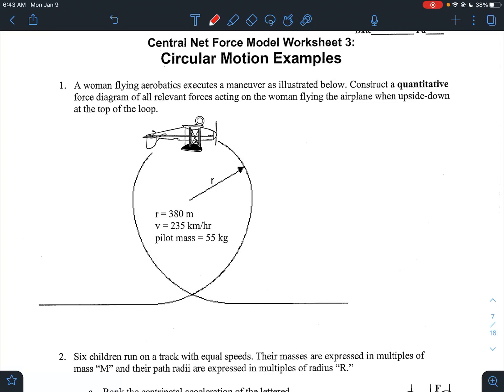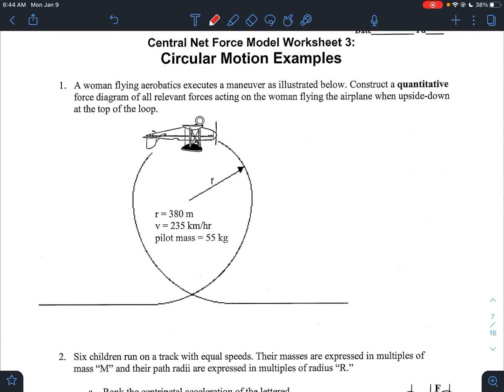Hello everyone, this video is going to walk through worksheet 3 of our circular motion packet so that you can get started on each problem. If you need to see full solutions, be sure to refer to the solutions posted in Schoology.